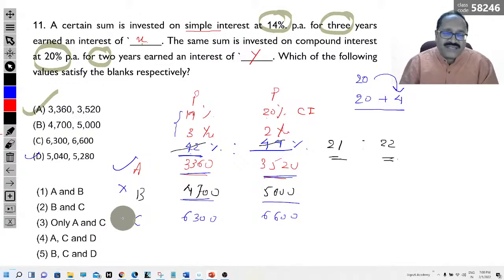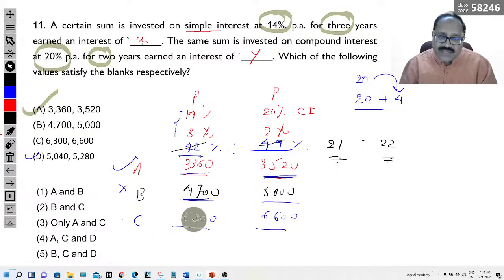Now look at this C. Are the C values in the ratio of 21:22? Yes, I can see that when I divide this number by 21, I am getting 300 here. With 22, I am also getting 300 here. Yes, C is also satisfied.